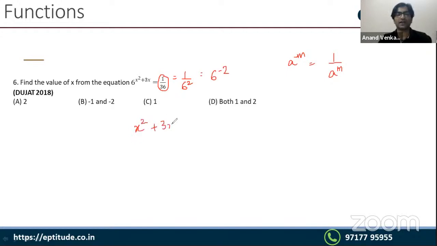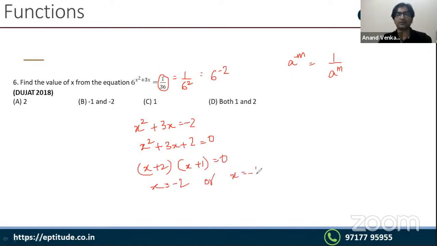और जैसे ही मैंने इसको ऐसे लिखा तो मुझे पता है पावर शुड बी इक्वल. तो x square plus 3x must be equal to minus 2, which means एक क्वाड्रेटिक बन जाएगा. x square plus 3x plus 2 equal to 0, which means that अगर मैं इसको फैक्टराइज करूं तो x plus 2 into x plus 1 must be 0, which means that either x equal to minus 2 or x equal to minus 1. Right? Both solutions will be possible. So I should mark both minus 2 and minus 1, hence option B.